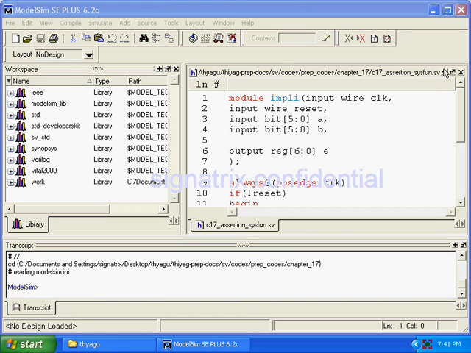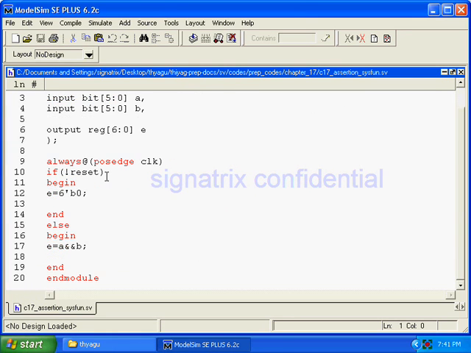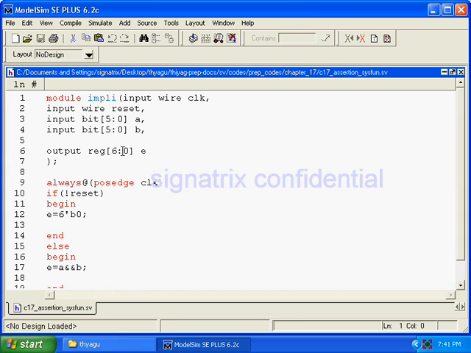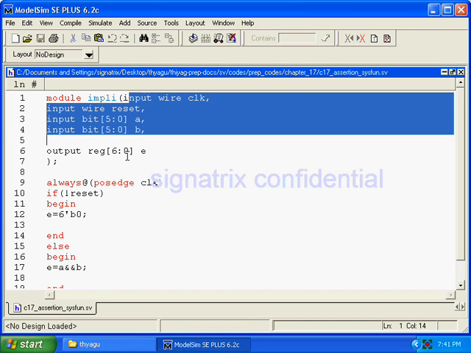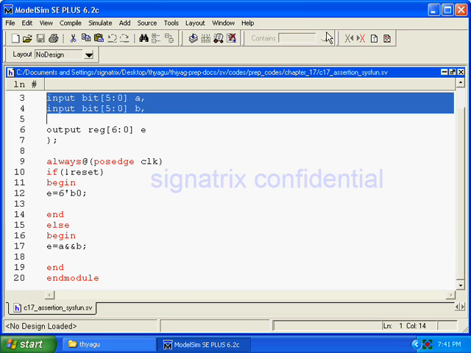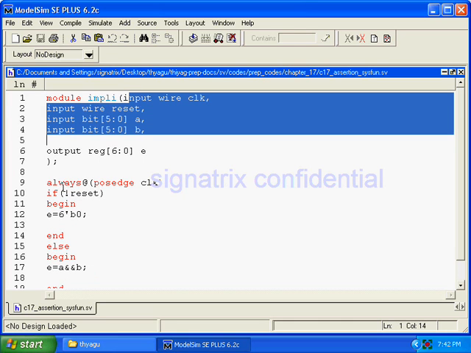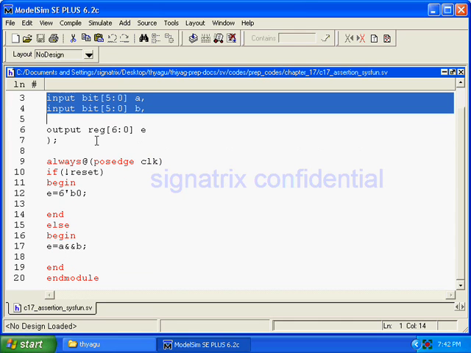Next, we are going to see the next example here. What does our example mean? First, we are using implication. That is a module name, and inputs and outputs as usual. Then, if you look inside the always block, we are using a reset signal. If reset is enabled, then e is equal to zero, else we are doing the AND operation. Okay, this is simple.